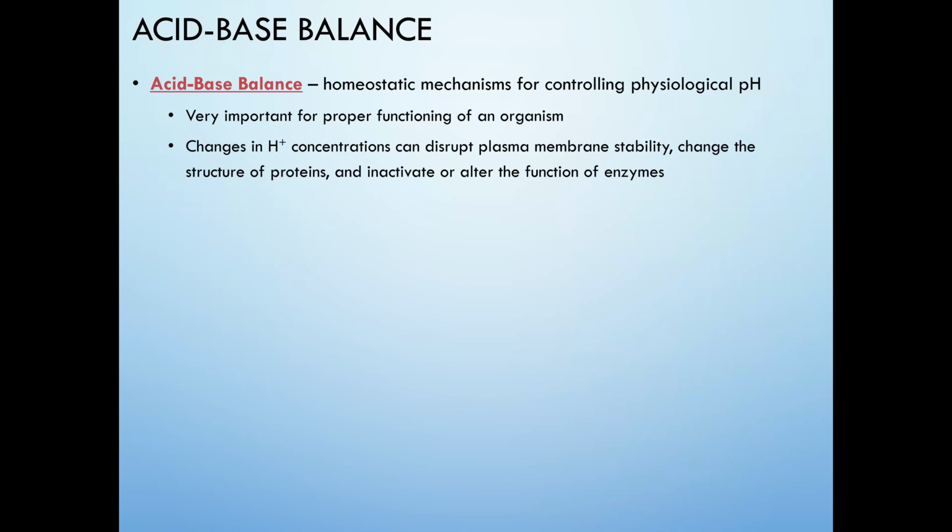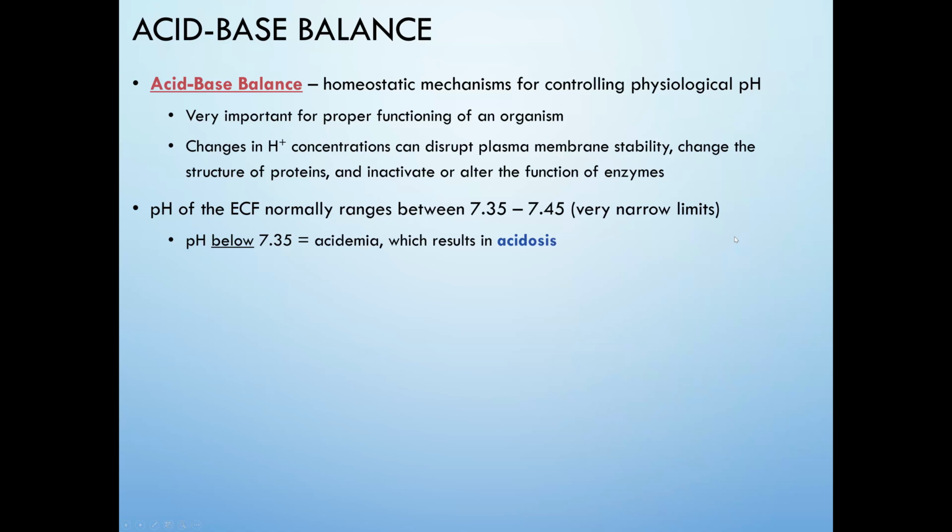The pH of the extracellular fluid normally ranges between 7.35 and 7.45. So notice that this is a very narrow range. So there's not a lot of wiggle room for the pH in our body. This is also slightly alkaline, so 7 is considered neutral. So this is slightly on the alkaline side of neutral.